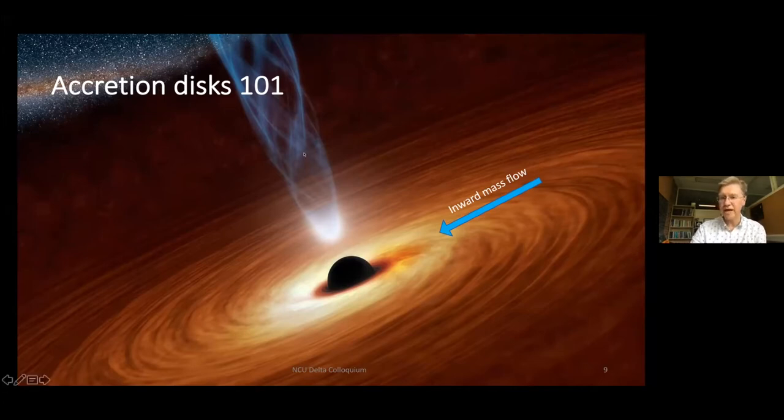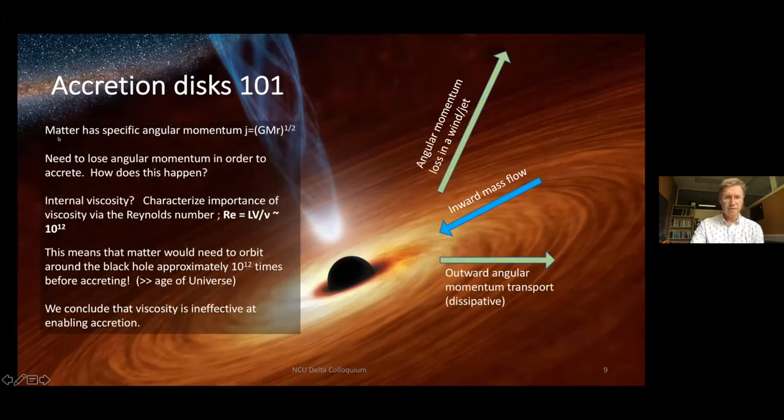The reason for that, and in fact the real crux of accretion disk physics, is the fact that the gas has angular momentum. Left to its own devices, the gas would really just orbit the black hole for a very, very long time before falling in. To put that in a little more detail, the matter has a specific angular momentum.